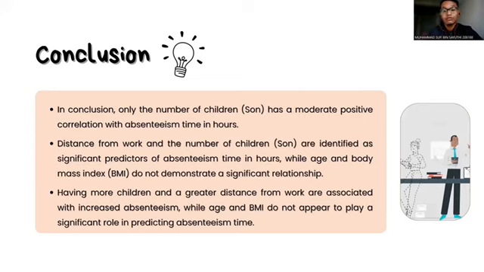And furthermore, in the regression analysis, distance from work and the number of children, or son, are identified as significant predictors of absenteeism time in hours, while age and body mass index BMI do not demonstrate any significant relationship. So in summary, having more children and a greater distance from work are associated with increased absenteeism time in hours, while age and BMI do not appear to play a significant role in predicting absenteeism time.